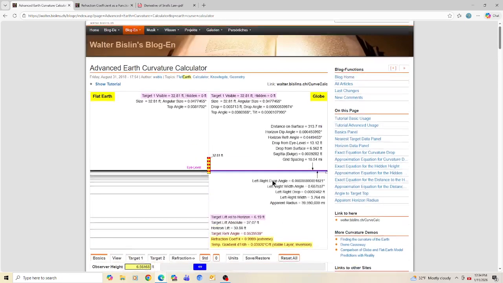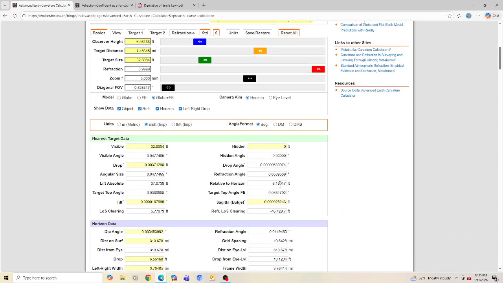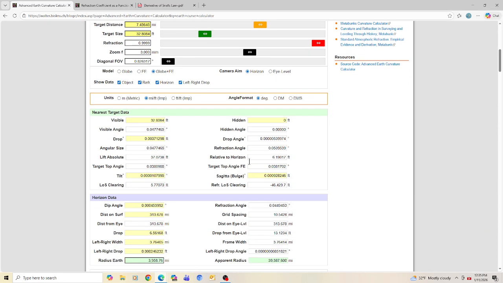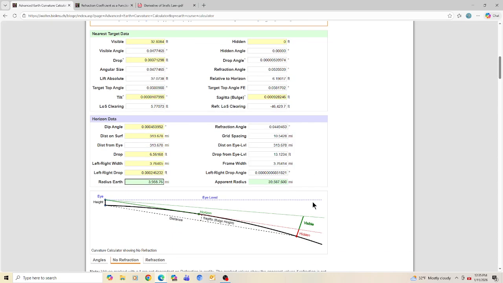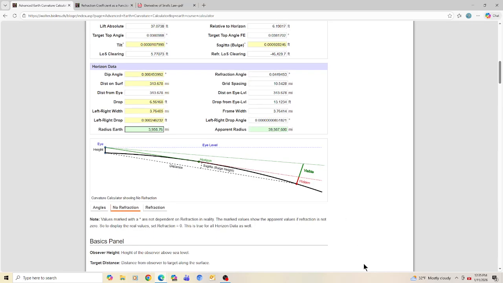There's really nothing here that I'm seeing that is calculating refraction. You're calculating curved lines. Imagined curved lines.